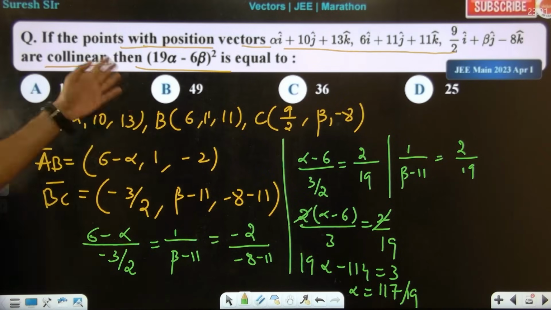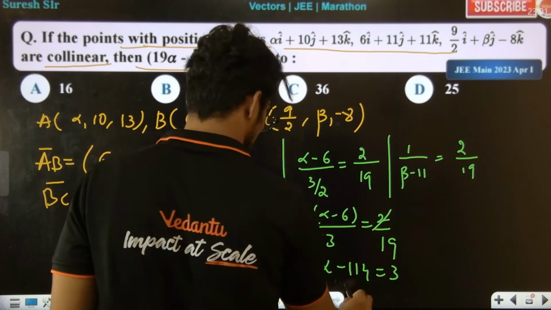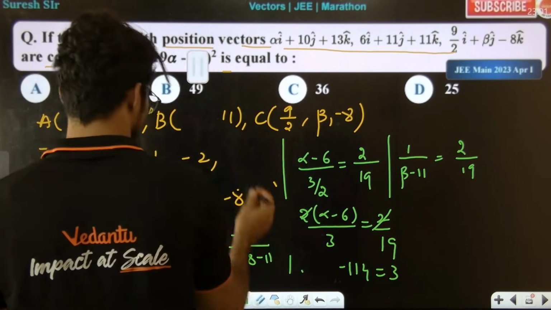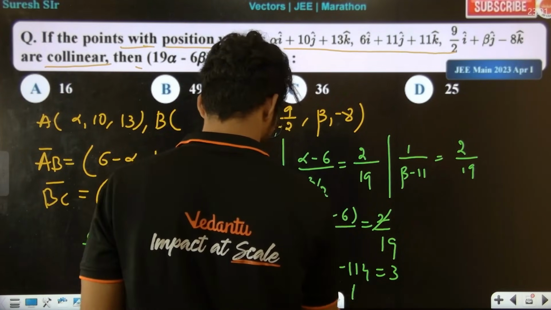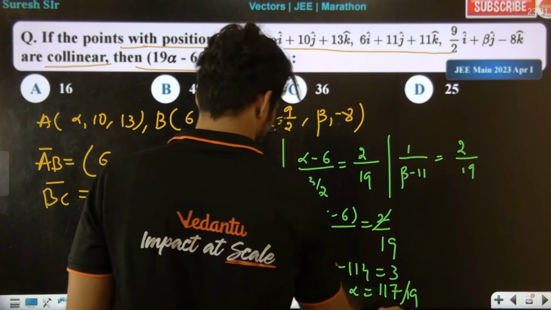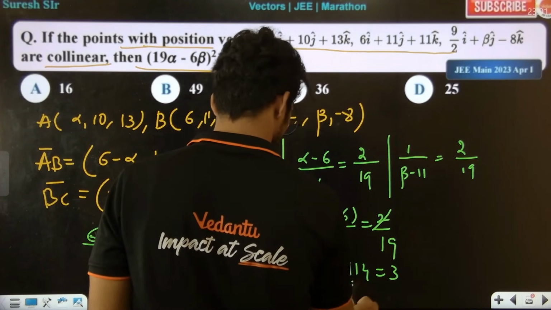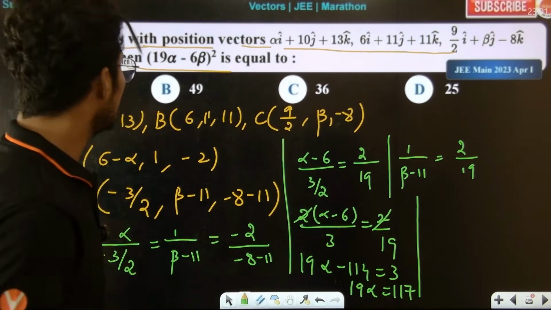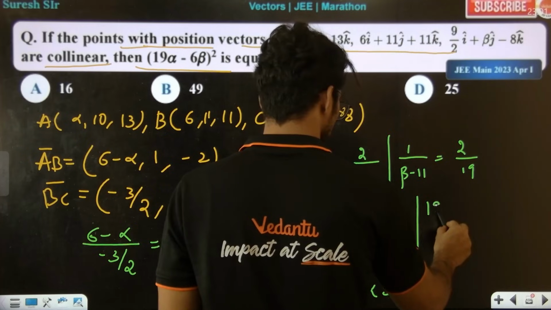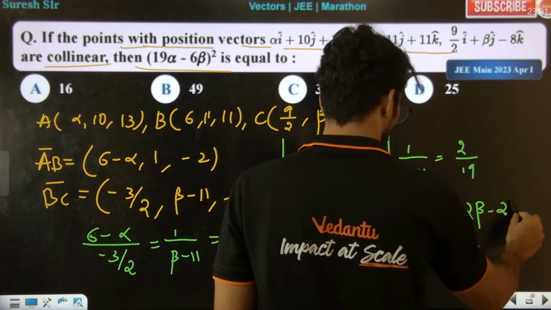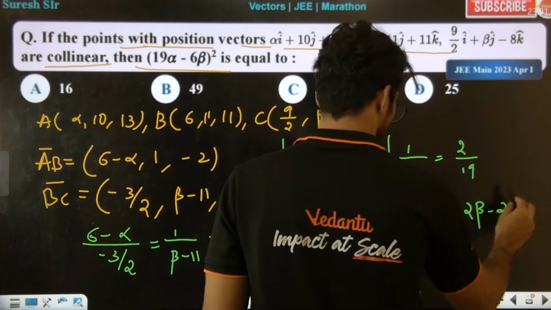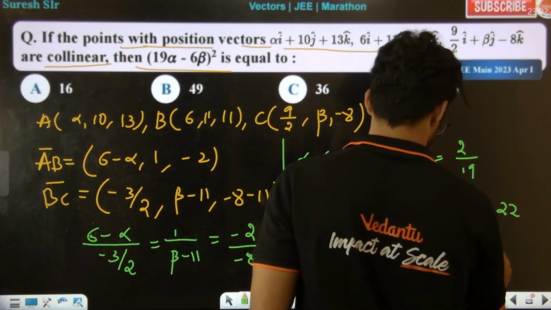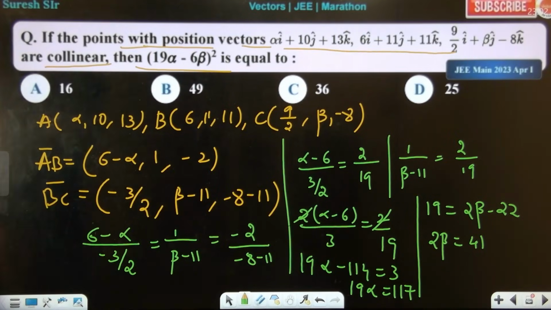Actually, we need 19 alpha here. Let us write directly: 19 alpha is equal to 117. We got this. Cool. Sir, I need 6 beta. 6 beta means what? 2 beta is equal to 41. Yes or no? Any doubts? 2 beta is equal to 41.